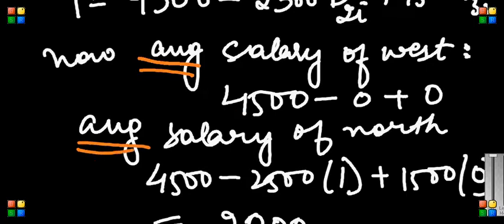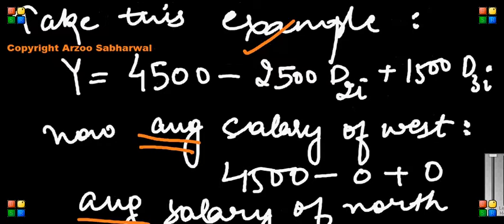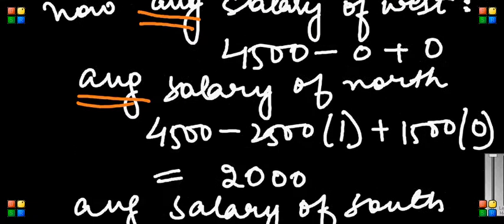So when I had a simple model that y is equal to beta 1 plus beta 2 x, what did I say? That when x changes by 1 unit, y on an average changes by beta 2 units. So I need to use this word average. Alright, so average salary of the North is this.